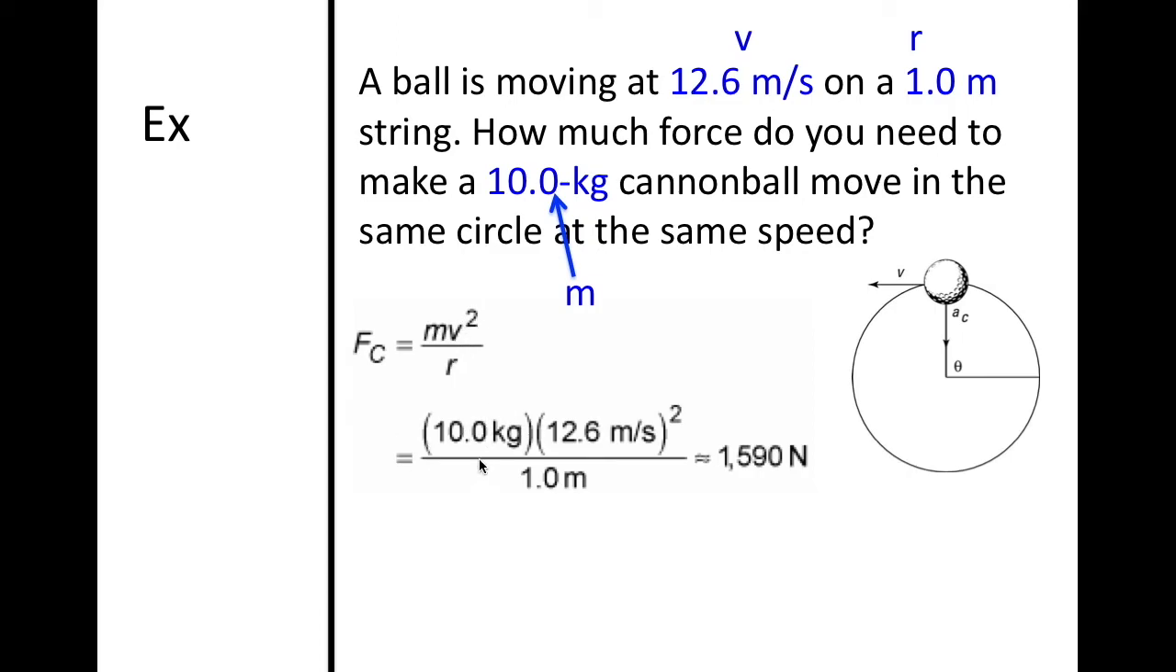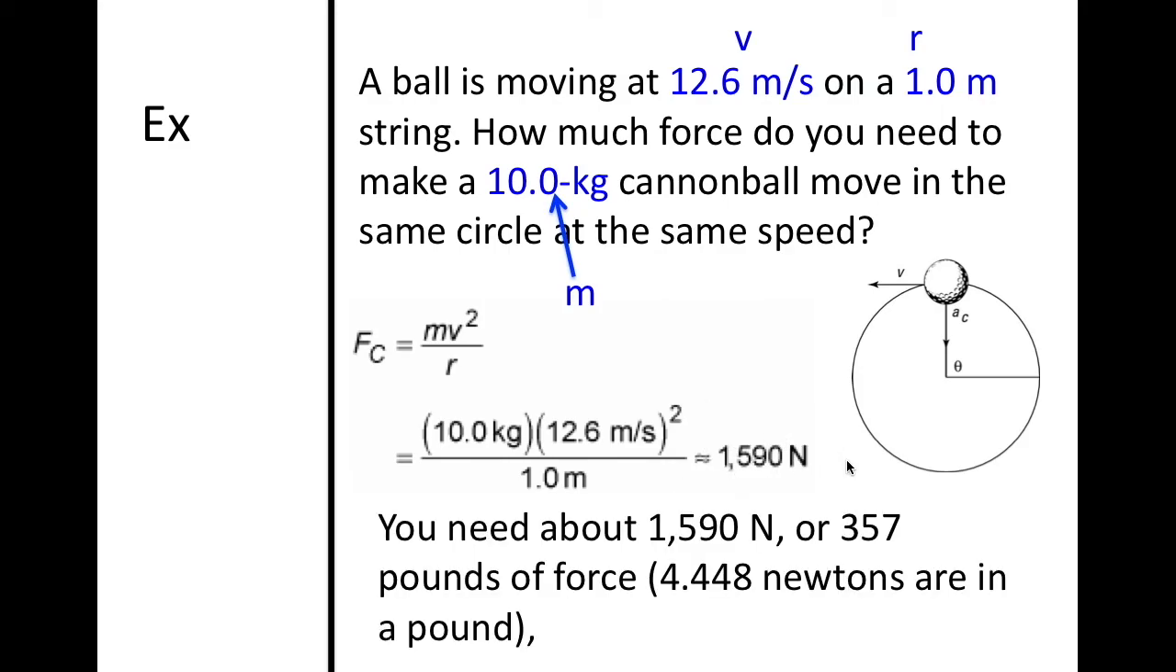Plug everything in. This is your 10 kilograms. Your speed is 12.6 meters per second squared, all over the radius, which is 1.0, and you should get an answer of 1,590 newtons, which pretty much means you need about 1,590 newtons or 357 pounds of force in order to make a cannonball move in the same circle at the same speed. So it's going to take a lot more force to move a cannonball at the same speed as the smaller ball.